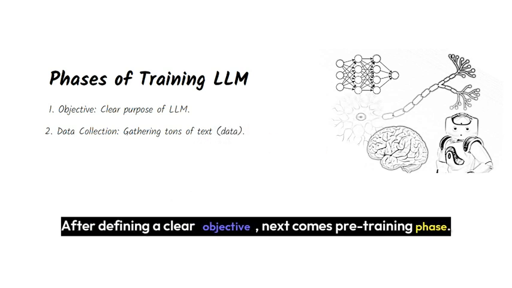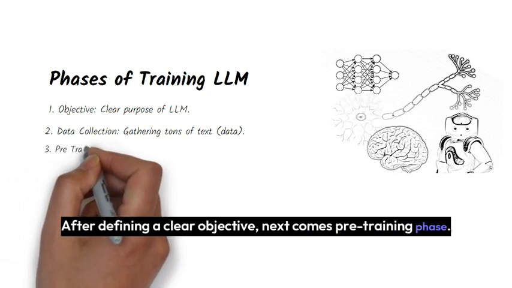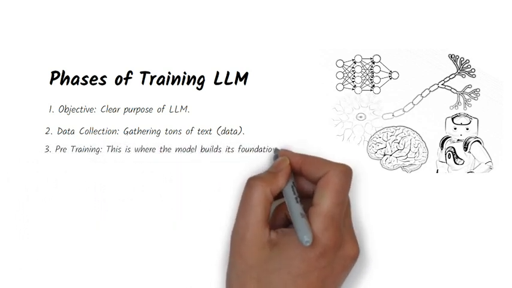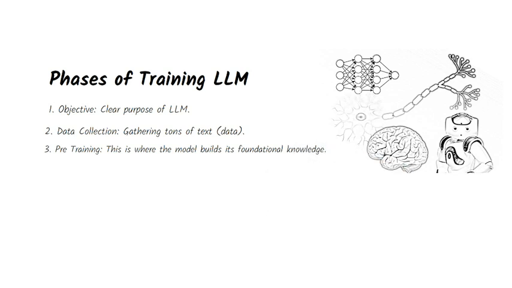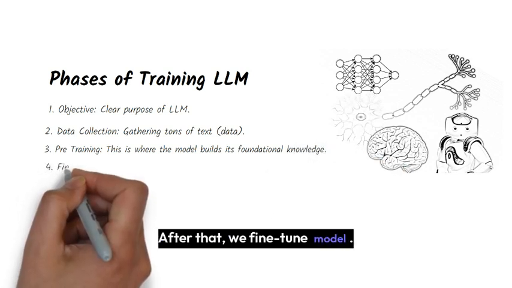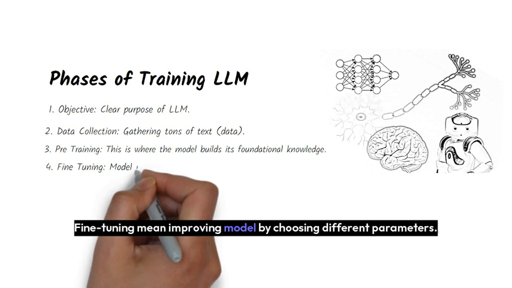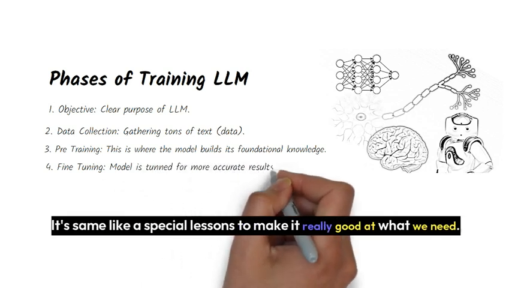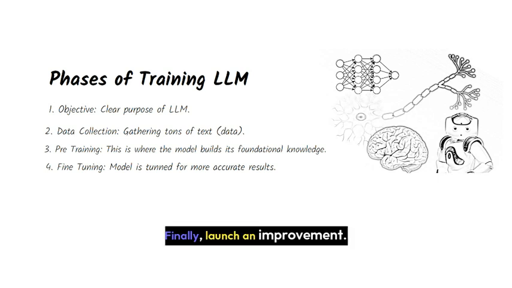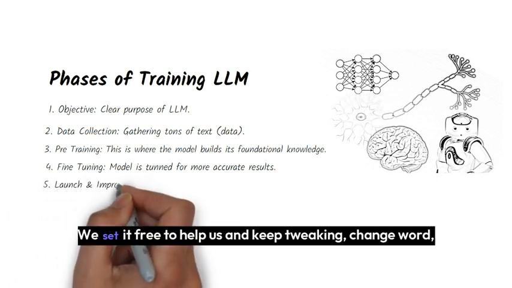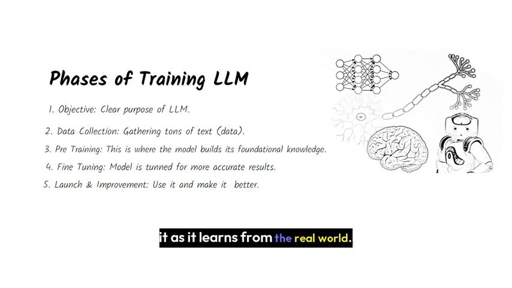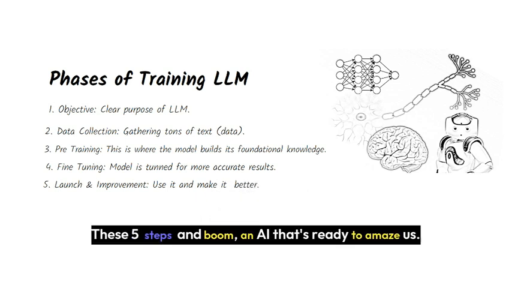After defining a clear objective, next comes the pre-training phase. This is where our LLM dives in, reading everything to build its smarts, like a kid soaking up stories. After that, we fine-tune the model. Fine-tuning means improving the model by choosing different parameters. It's the same as special lessons to make it really good at what we need. Finally, launch and improvement. We set it free to help us and keep tweaking it as it learns from the real world. These 5 steps and boom, an AI that's ready to amaze us.